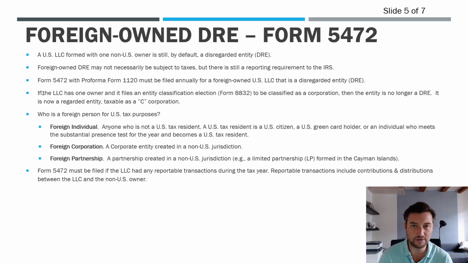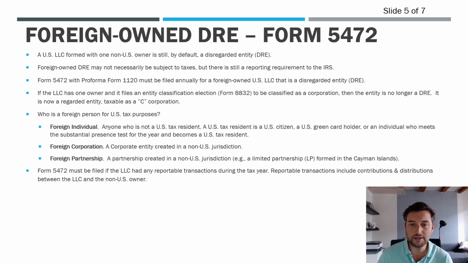I do have a lot of tutorials covering 5472 filings for foreign owners, and that return has to be filed with the IRS by April 15 of every year. And that return is required even in cases where the entity might not be subject to taxes. So it's more of an informational filing, but it's still required. And that's a new regulation that went into place in, I would say, the last maybe 6 or 7 years. But it's really important to do, because if you don't do it, there are some pretty stiff penalties for failing to file this if you have a foreign-owned disregarded LLC.